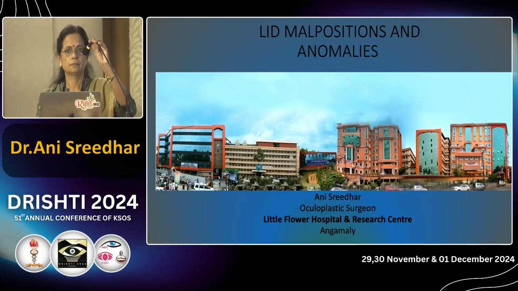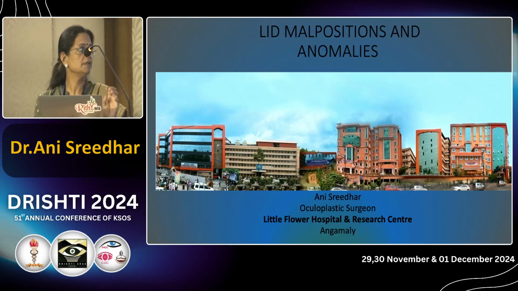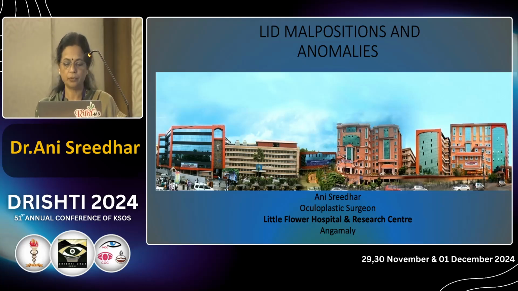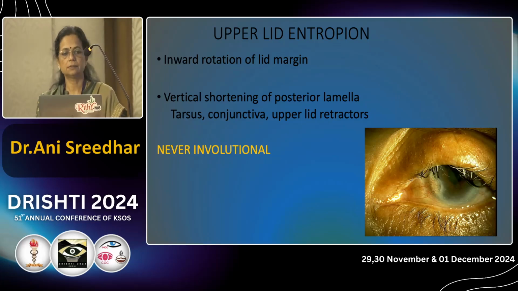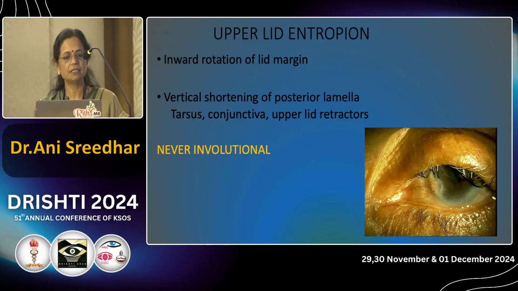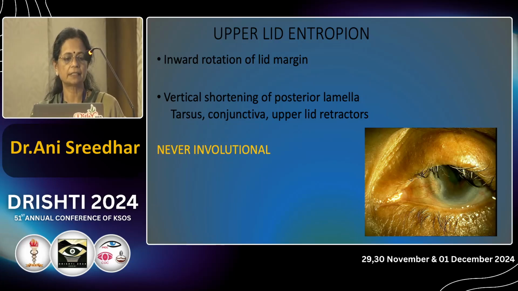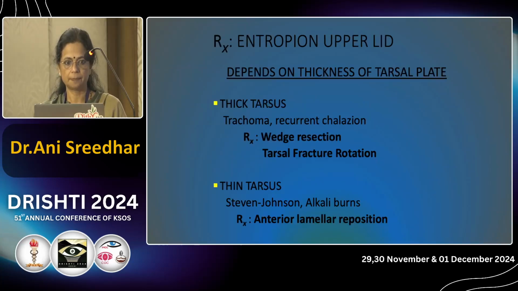Over to you, ma'am. I am going to deal with the usual entropion, ectropion. So first we'll deal with the upper lid entropions. Upper lid entropion is never involutional. There is a vertical shortening of the posterior lamella, the tarsus and conjunctiva, and the upper lid retractors, usually due to contracture. It's never involutional. That is a quiz question.